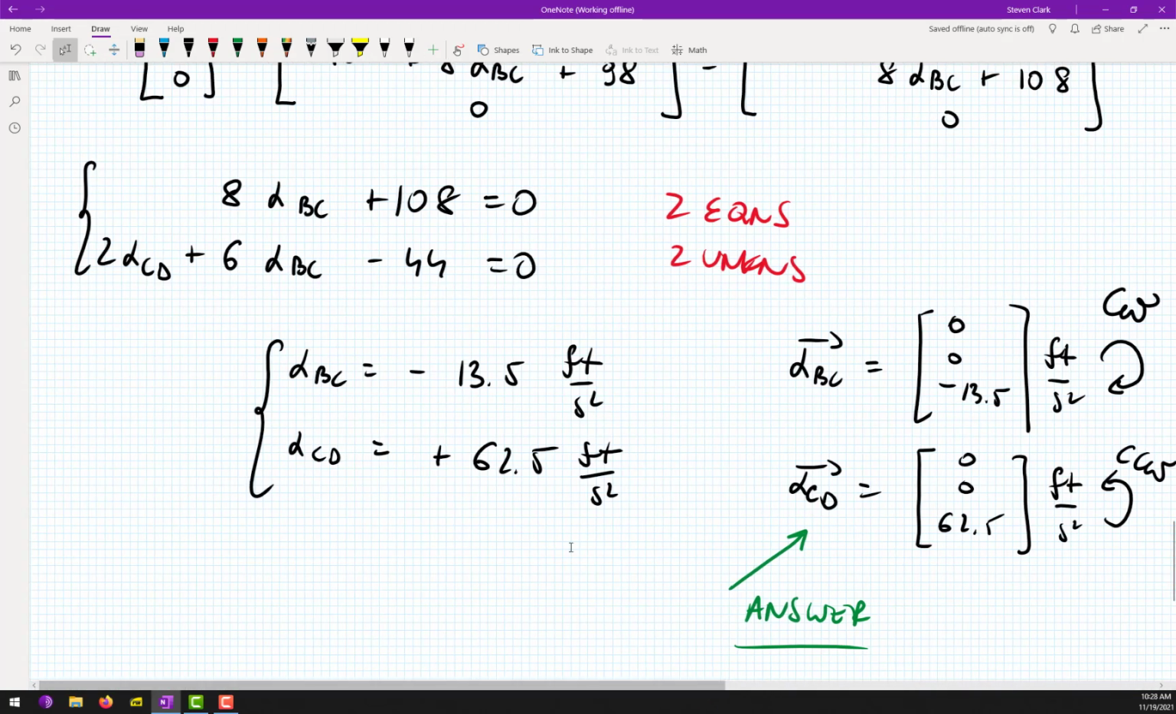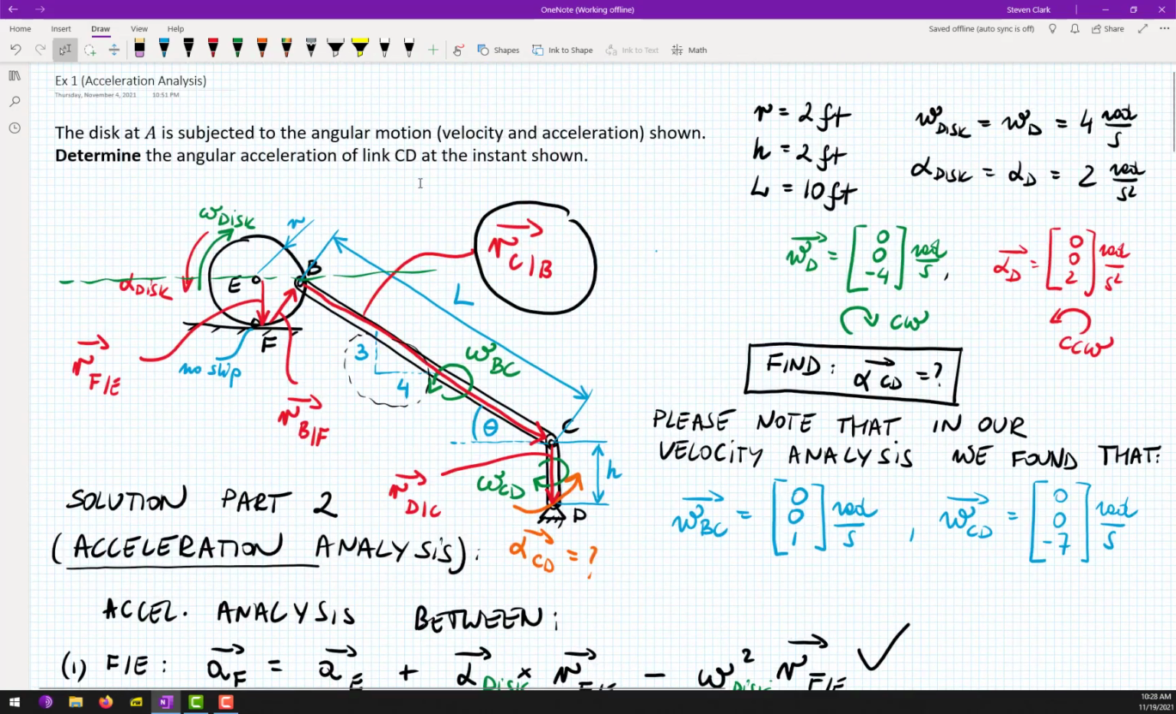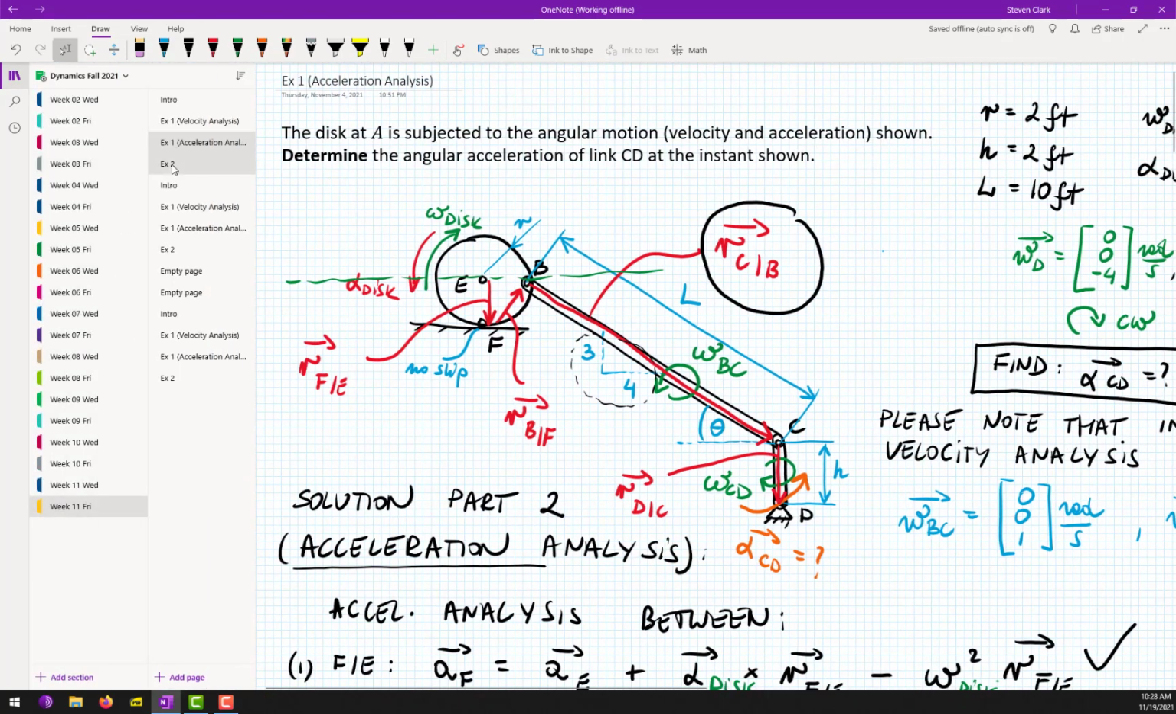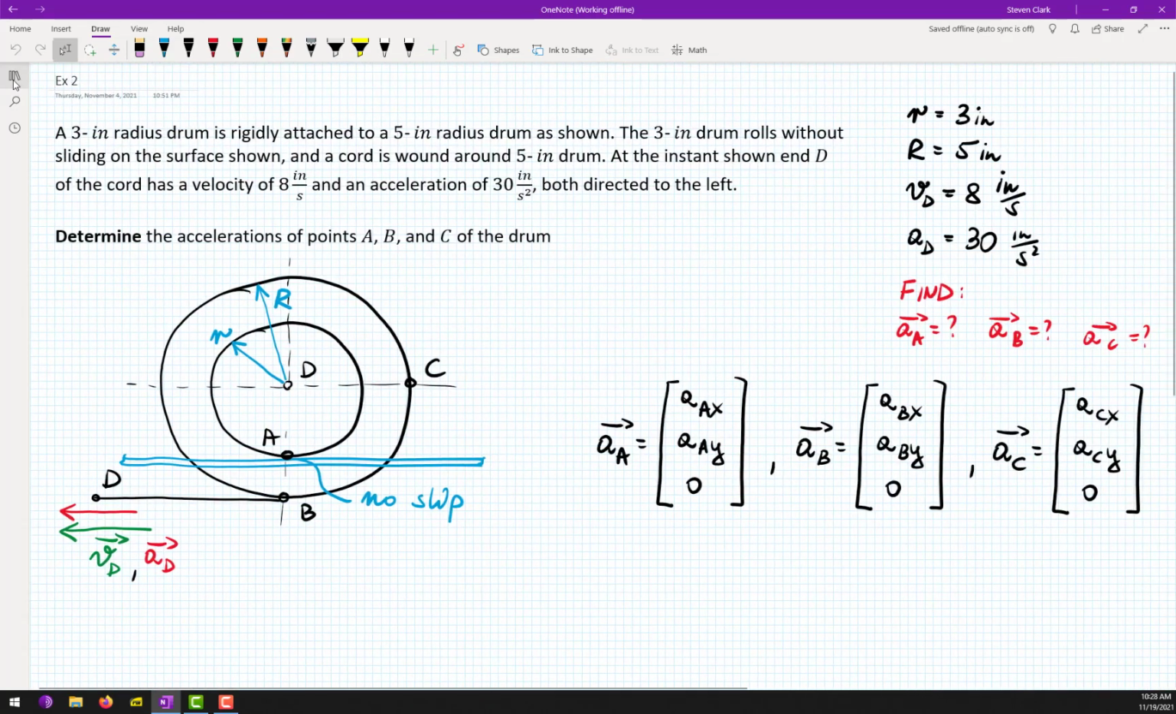Okay. Example number 2. Or is there any other question? So let's do example number 2. As usual, please familiarize yourself with the problem statement before we start our solution.